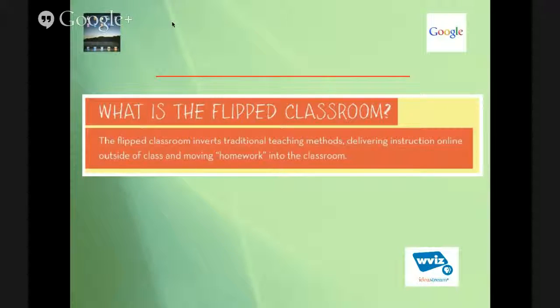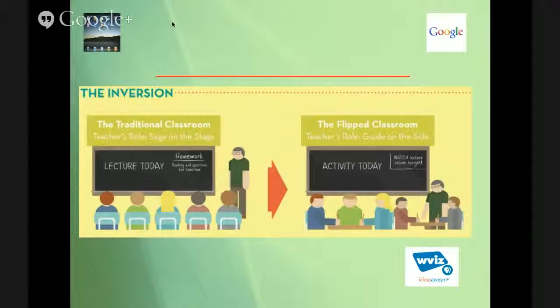And the instruction is viewed at home. And there's some ways that you can create that instruction that we'll get into a little bit later. Now, with the inversion process, let's look on the left-hand side. We see the traditional classroom. The teacher's role is really the sage on the stage, and there's a lecture today, homework at home. When we flip the classroom, the teacher's role is the guide on the side. We have an activity today in class, and at home, you would have watched the lecture. And in class, it's a chance for them to actually work on the homework. So we're just really reversing the process. That's all we're doing. There's nothing more magical about it.